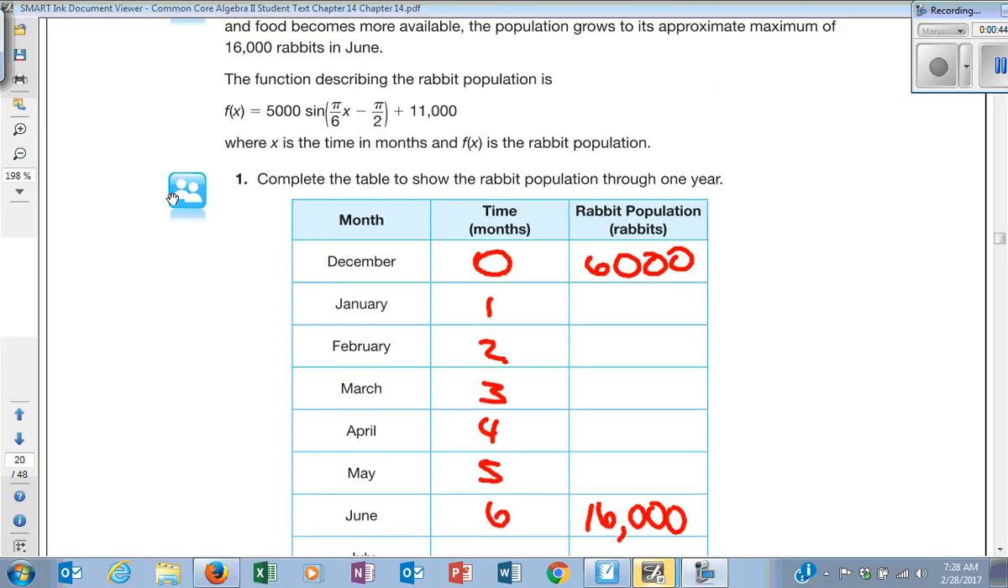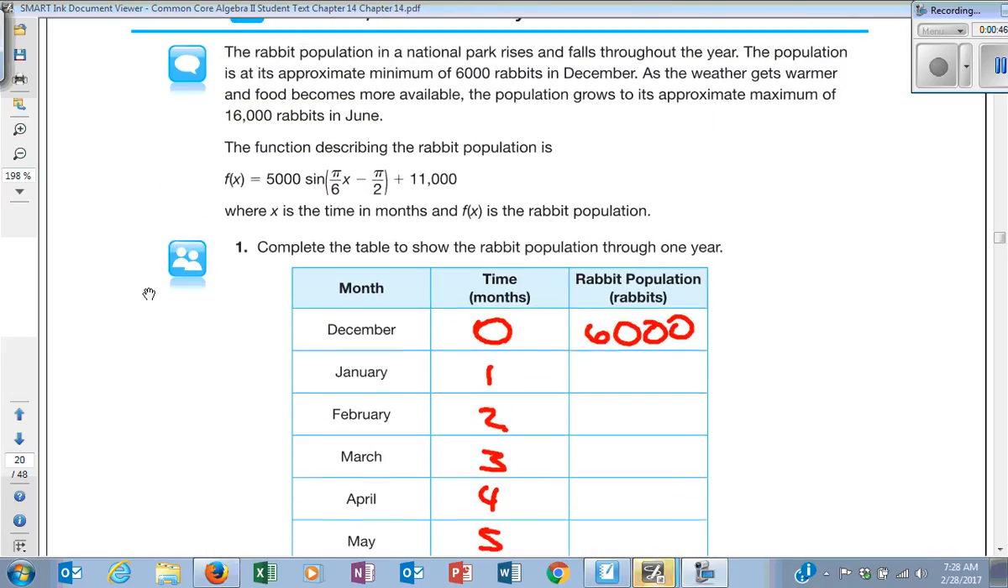And so we're going to do it 2 ways. First, we're going to plug in and do it with a calculator, and then we are going to plug in and use the unit circle, so that you guys can see both ways of how the unit circle works.